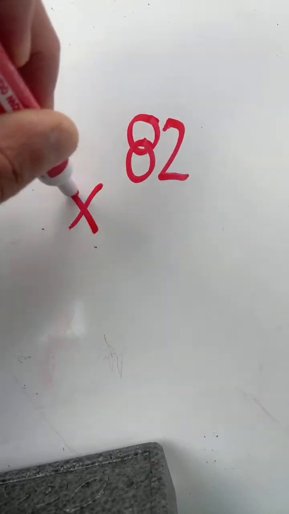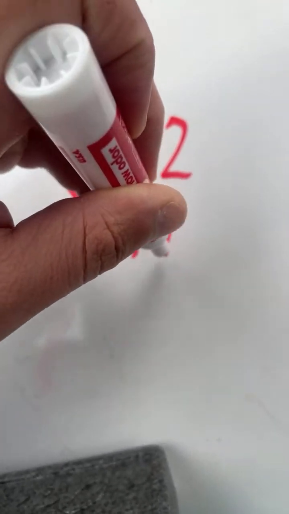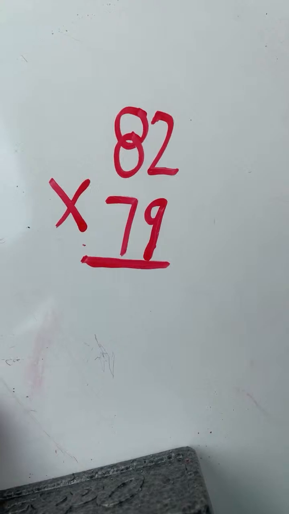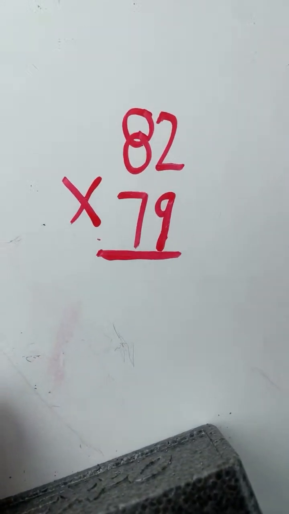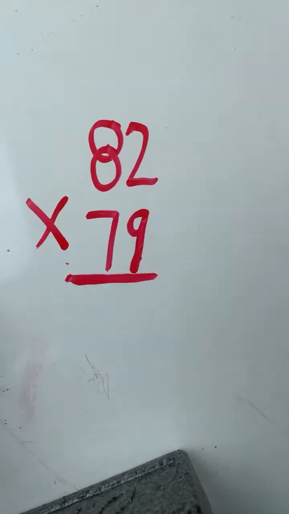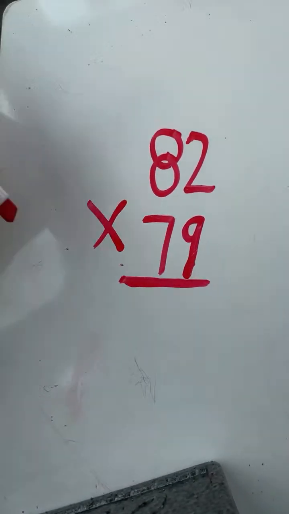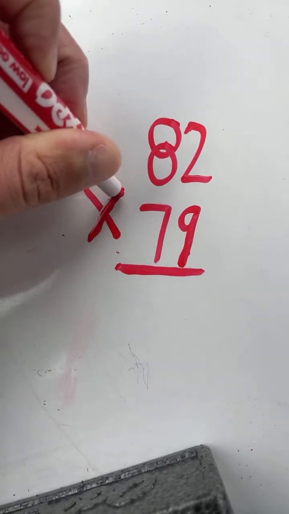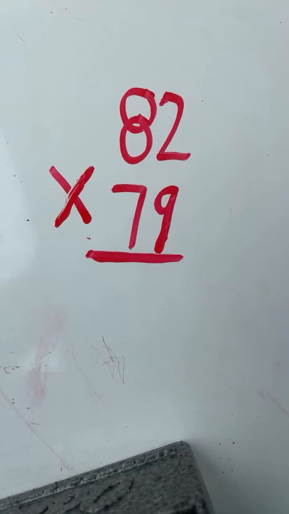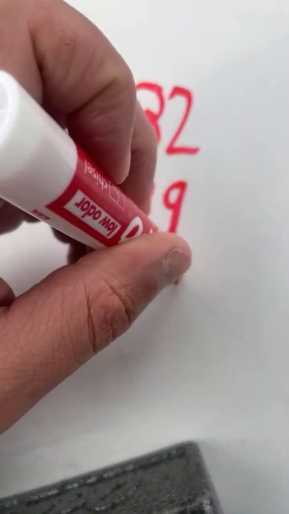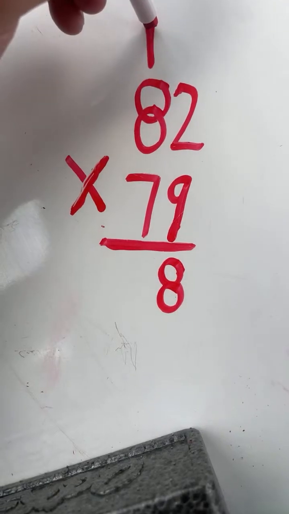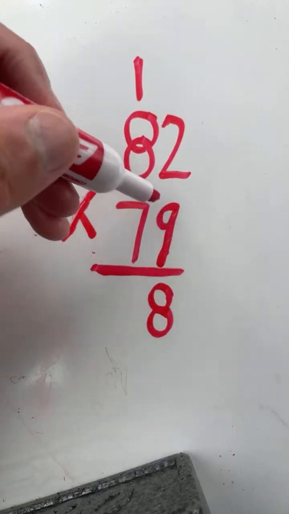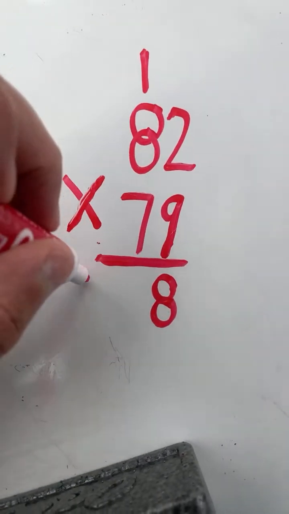All right, we have 82 times 79. That is our second example problem of the video. So we start in the ones place. 2 times 9 equals 18. 8, carry the 1. 8 times 9 equals 72, plus 1 equals 73.